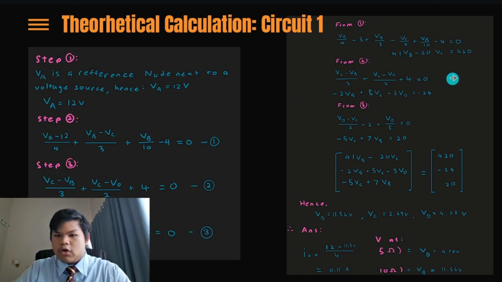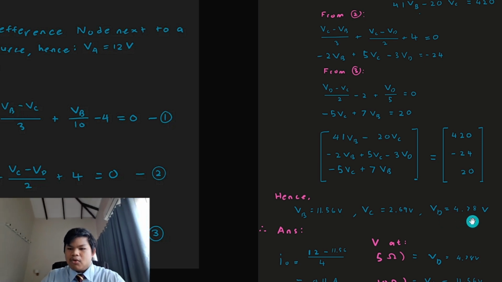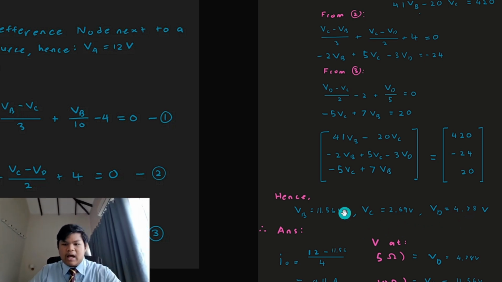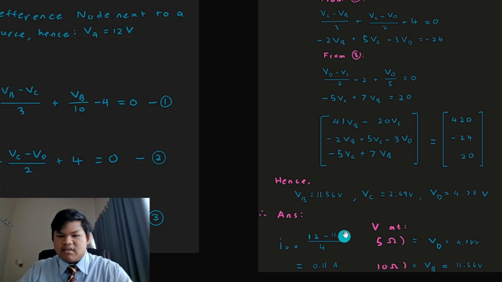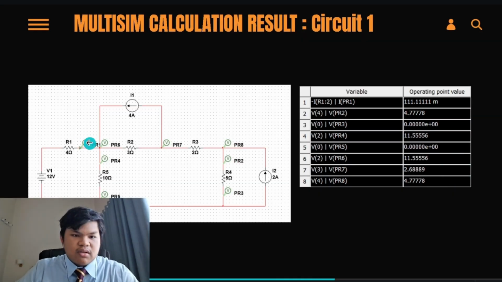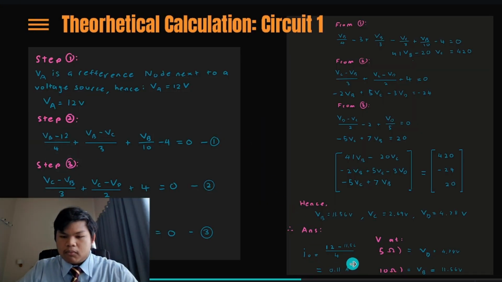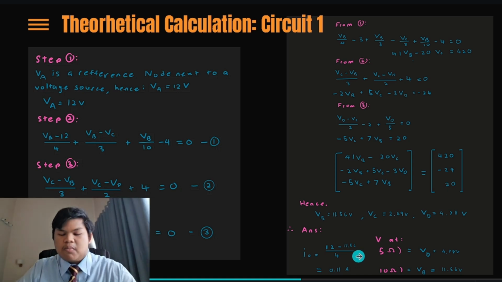From these 3 new equations, we can construct a matrix form and conclude that the answers are VB equals 11.56, VC 2.69, and VD 4.78. Okay. And from there, we can make the answer that the I naught from our question, which is this part going to the right, is 0.1111 amps, simplifying it into 0.11.